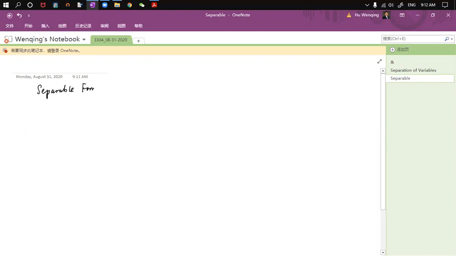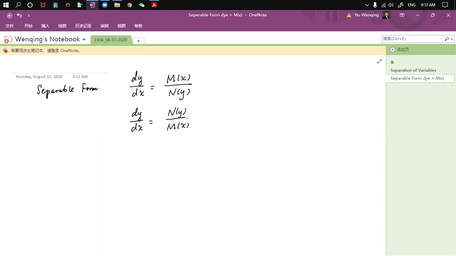Okay, so an equation in a separable form can take the form dy/dx = m(x) divided by n(y), right? So that's a separable form. Now I'm asking you, for example, if I write the equation dy/dx = n(y) divided by m(x), I flip the sides, is it going to be a separable form? Anybody has an idea? Somebody says it's no, right? Because we just flipped these two.